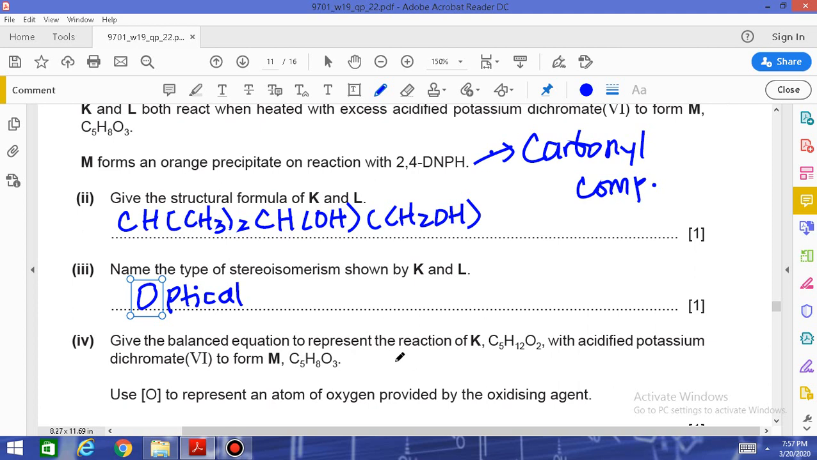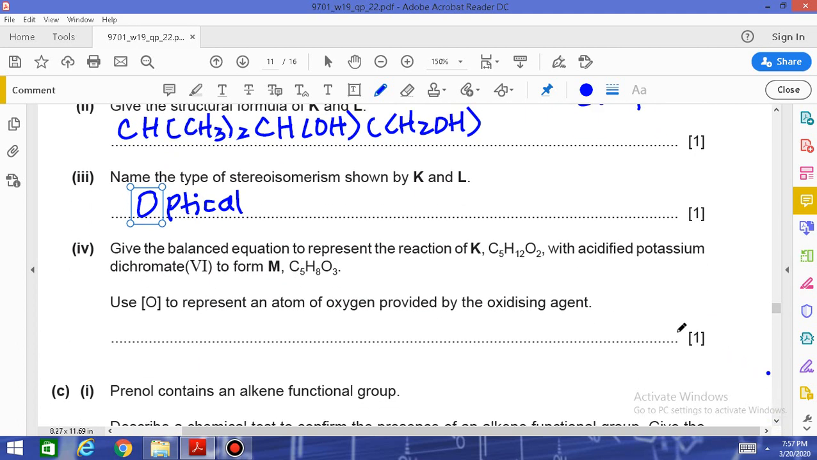Next, give the balanced equation to represent the reaction of K with acidified potassium dichromate(VI) to form M. So C5H12O2 plus oxygen. Use [O] to represent an atom of oxygen provided by the oxidizing agent. So it represents the oxidizing agent. This one is oxidized into this one. Now we have to balance it using water.